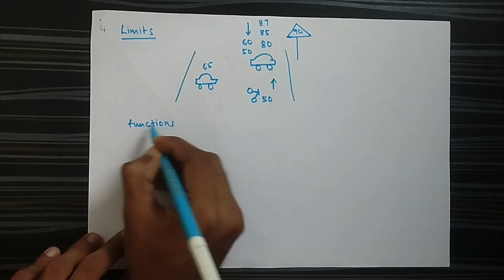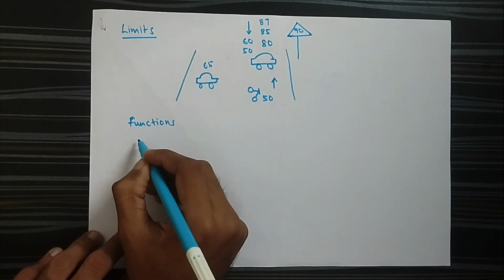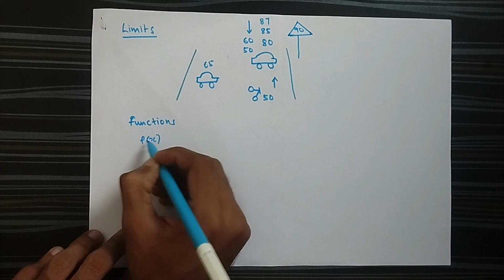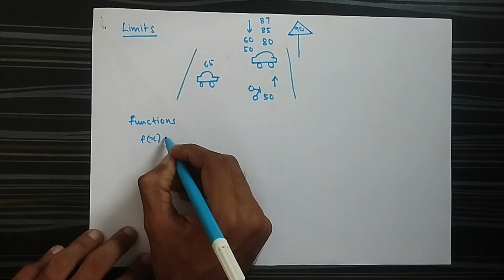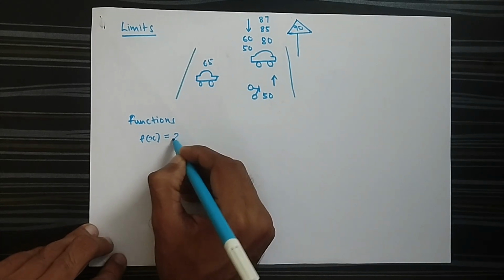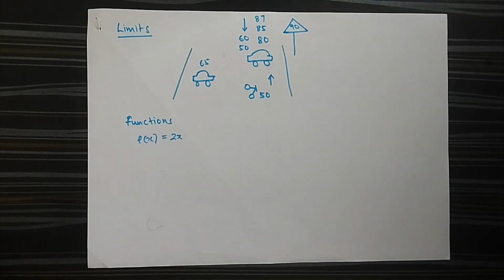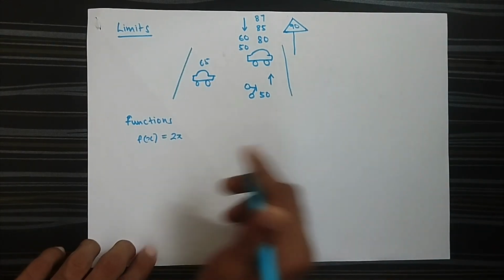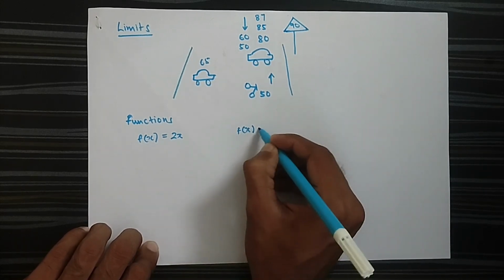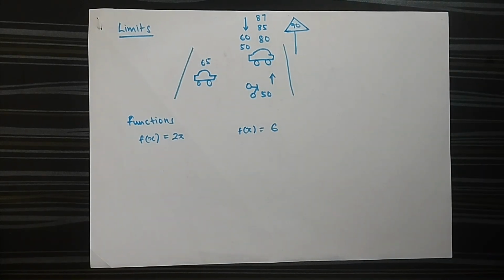We've learned functions in the previous classes. What is a function? A function can be denoted by f of x, and it will have an input x and it will give an output f of x. Okay, so suppose we have a function f of x equal to 2x, and we have our speed limit. Suppose f of x is the output, and suppose the speed limit was 6 on a particular road. The speed limit was 6.